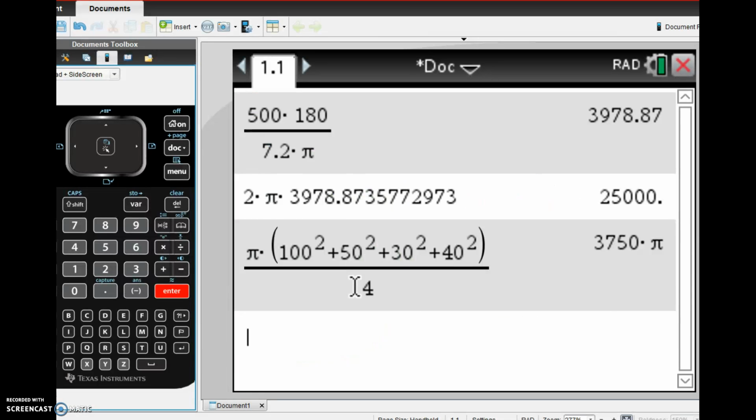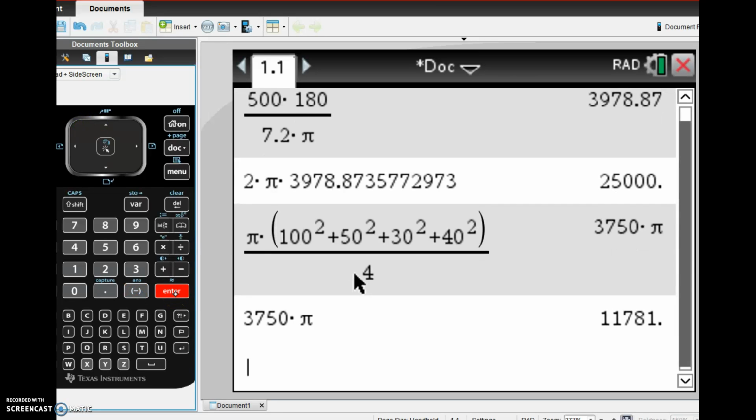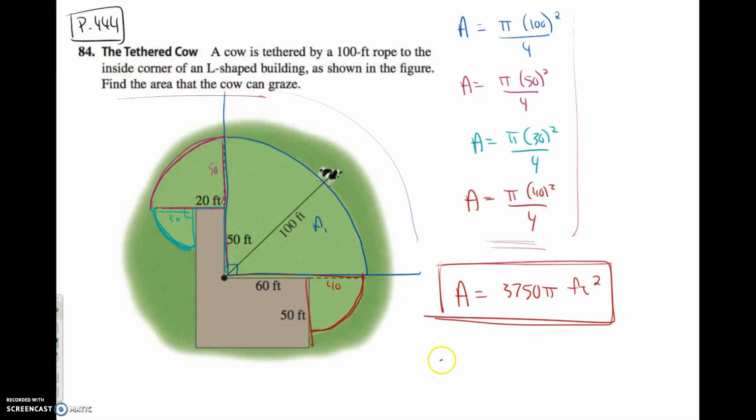If they asked for an approximation, which they didn't, I could hit Control Enter, and I would get about 11,781 feet squared. Hopefully that was the right answer.